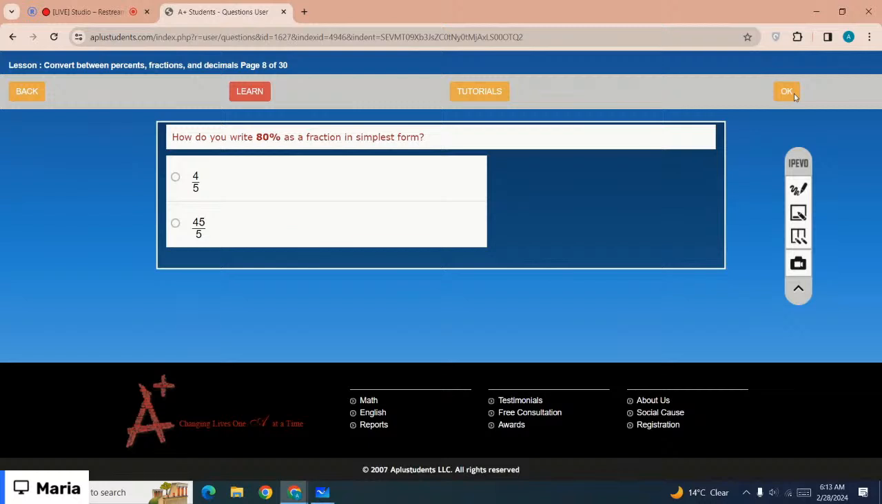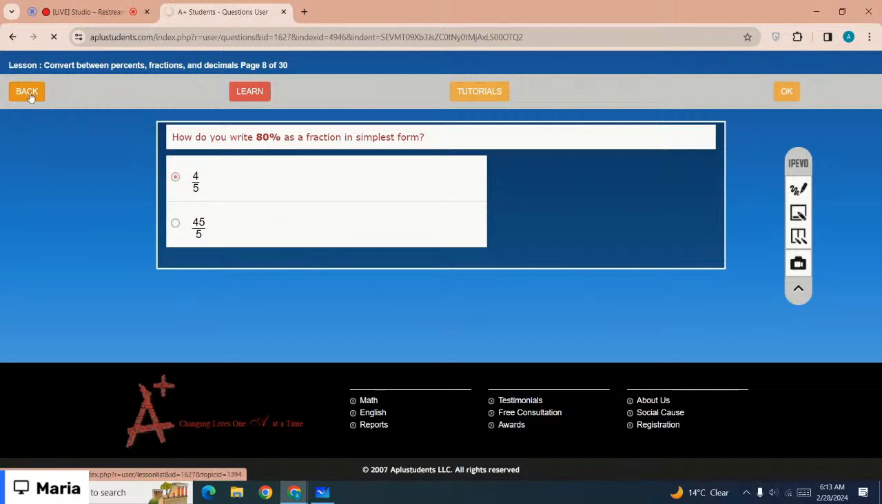The correct option is 80%, right? That means 80 over 100. Yes, and if you convert it into simplest form, that would be 4 out of 5. Option number 1 is the correct option. Very good.